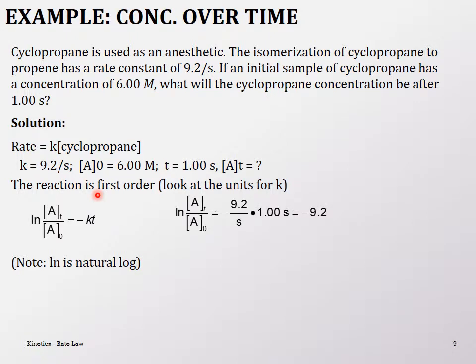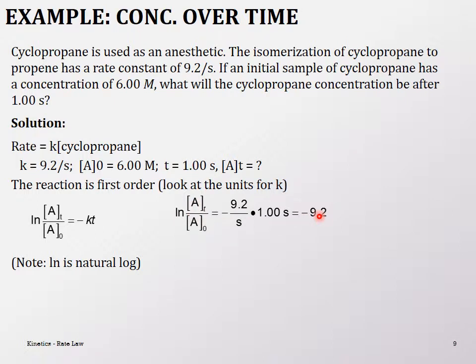And so what we do then is we find the equation for first order. We are supposed to figure out the concentration of A after time t. Initial is given to us. Okay, so this is the equation. We go ahead and plug in all the numbers. So ln of At over A0, and this ln is natural log, which is not the same as log, and you will find it in your calculators as ln. This is equal to 9.2 per second times 1 second, which is kt. So t is 1 second over here.